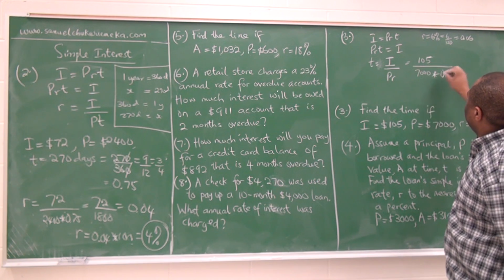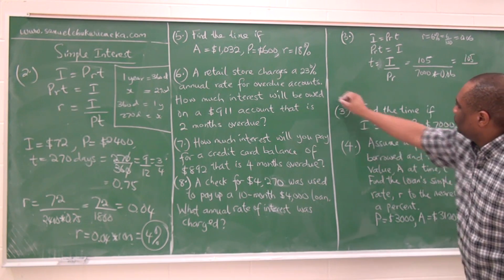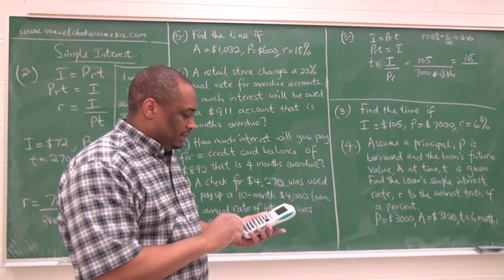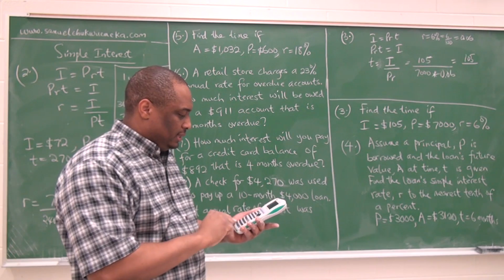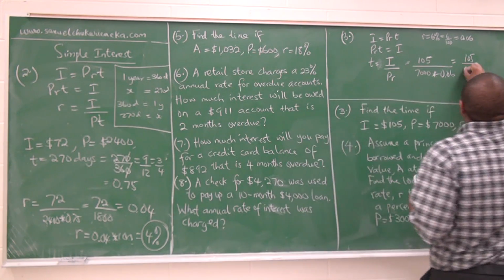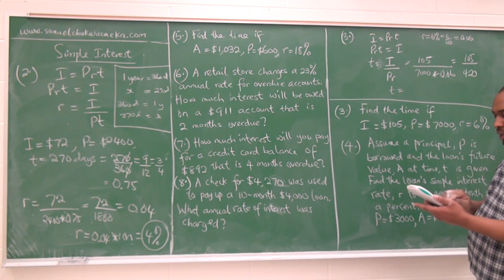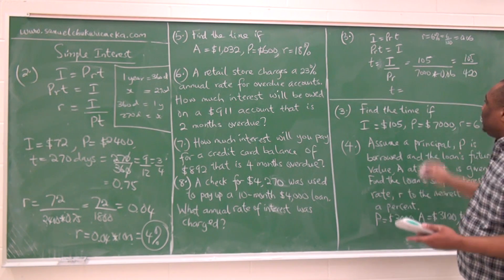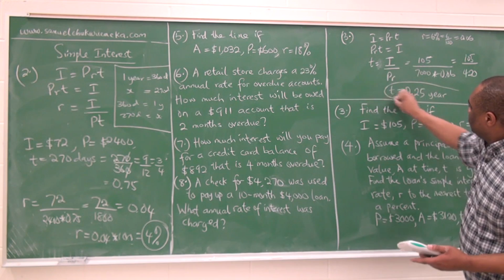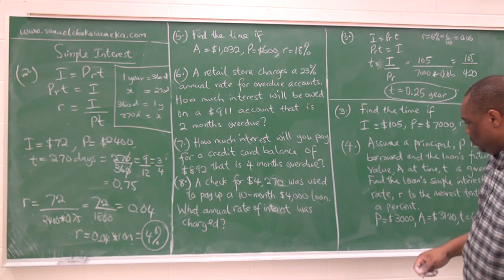So that means our T will be what now? 105 all over, if we go ahead and do 7,000 times 0.06, that gives us 420. Okay, so that means our T will now be 105 divided by 420. And that gives us 0.25. Yay. Remember, our T is in years. Okay, we are done with 3.